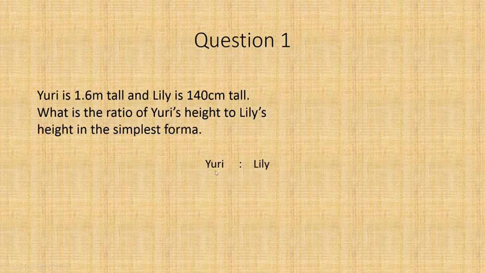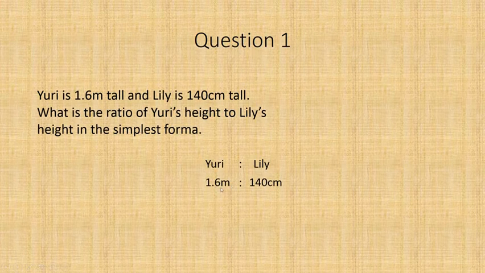And after that, write down Yuri's height. Yuri's height is 1.6 meters, and Lily's height is 140 centimeters. As we said before in the ratio lesson, we cannot write a ratio with two different units. The ratio is unitless, so it means it's without units, or both of them with the same unit, so that I can just remove them. So I have to change the meter into centimeter or the centimeter into meter to be able to make it a ratio.